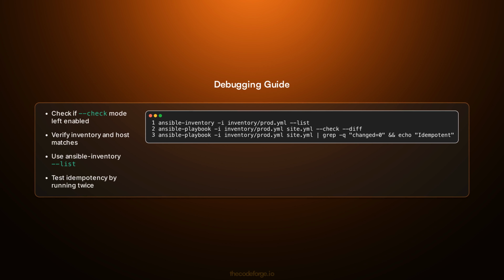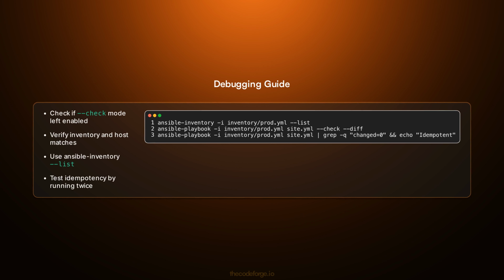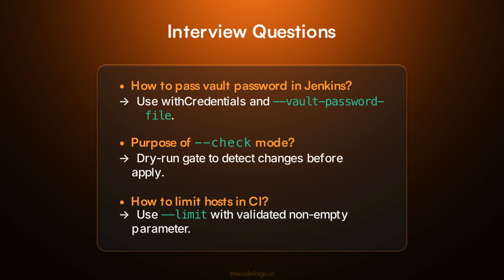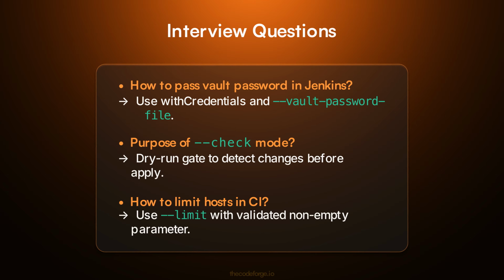Use ansible-inventory to debug host matching, run check mode to see changes, and test idempotency by running the playbook twice. Let's run through some common interview questions. How to pass a vault password in Jenkins? Use withCredentials and vault-password-file. Purpose of check mode? A dry run gate to detect changes before apply. How to limit hosts in CI? Use limit with a validated non-empty parameter.